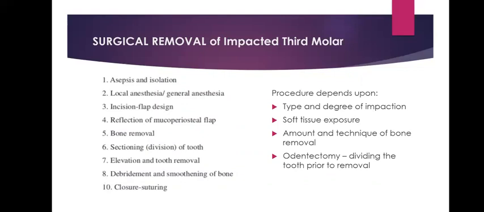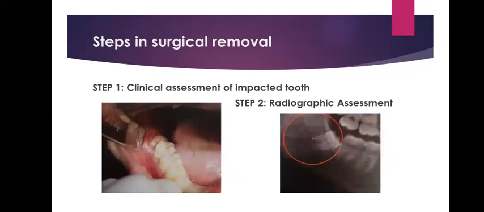Now, this procedure depends on type and degree of impaction, soft tissue exposure, amount and technique of bone removal, and odontectomy. This is an important term. It is dividing the tooth prior to the removal. Now, it will be explained in steps, as follow the diagrams that are given below.